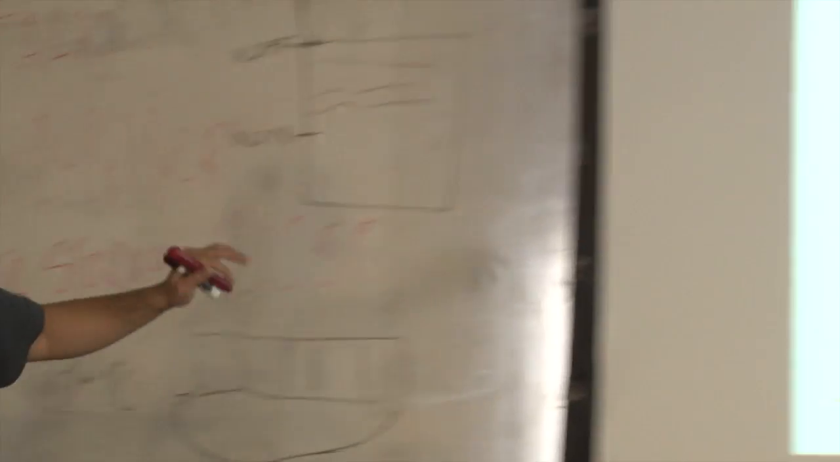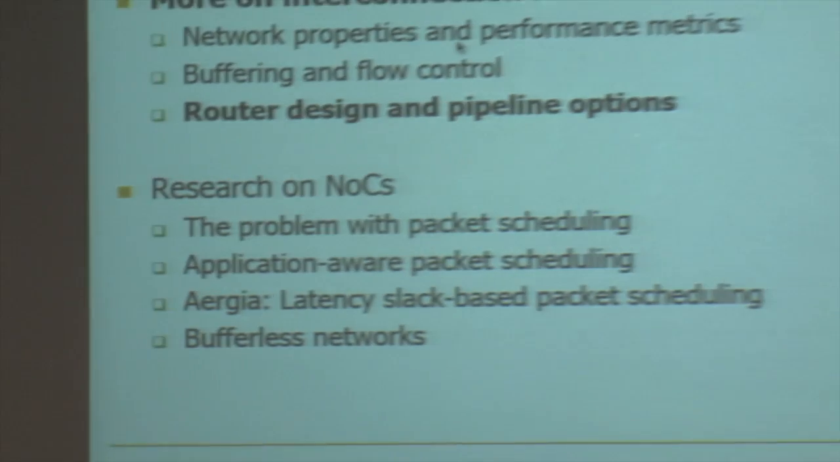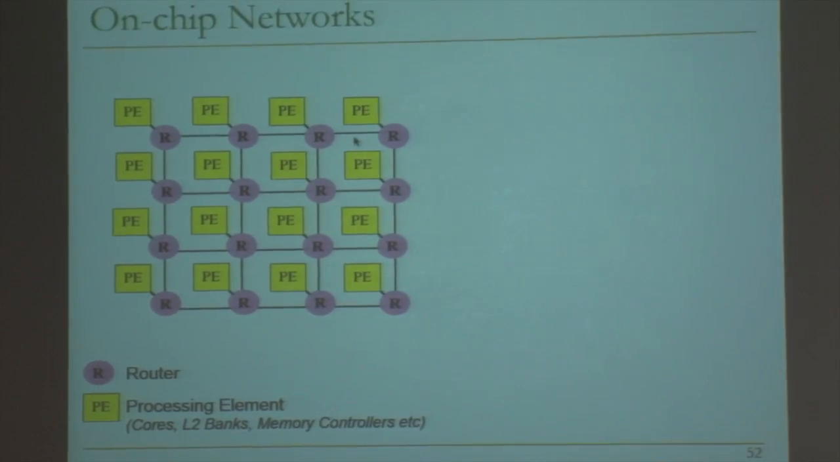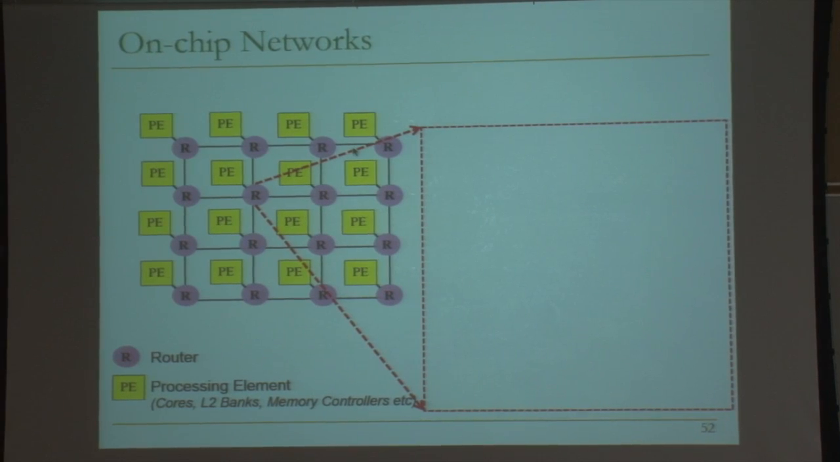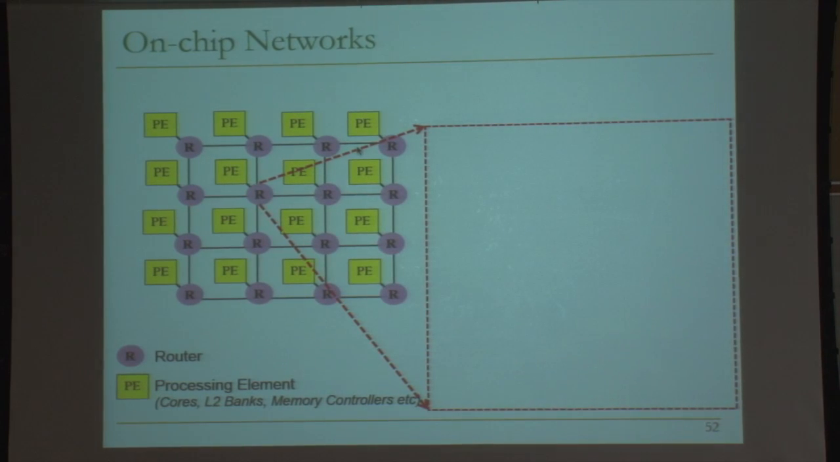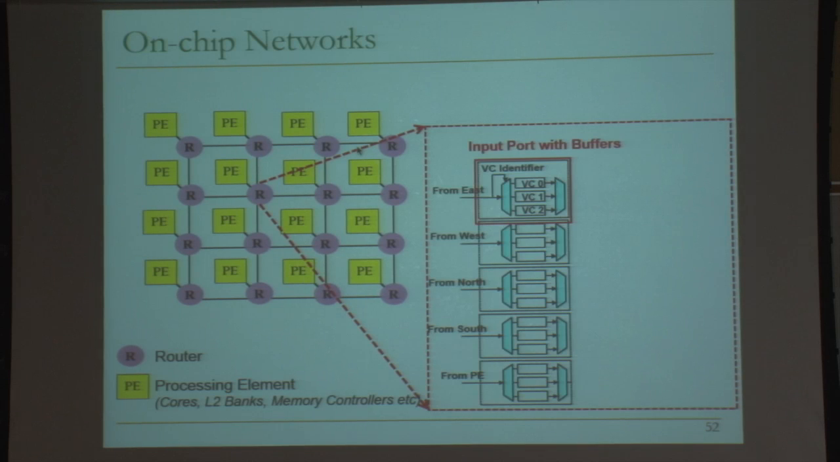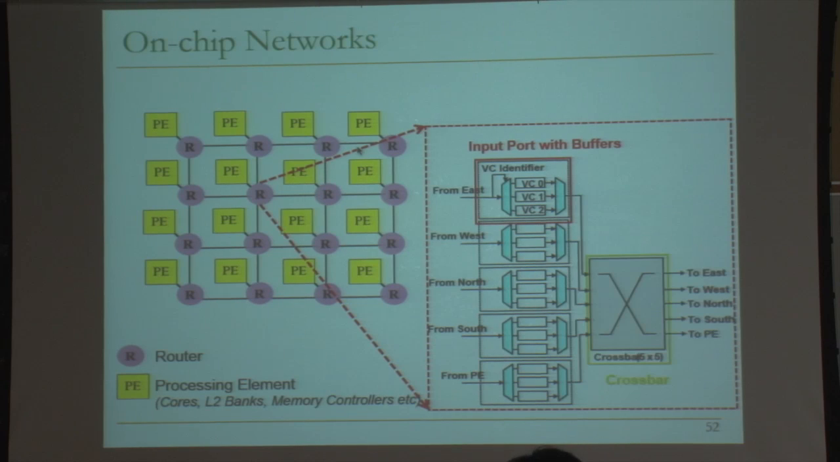We're quickly going to go over some router design and pipelining options. This is just the big picture. You have a set of routers with some processing elements. This could be processors, L2 caches, accelerators, what you want. And the router usually looks like this. It has some input ports. They're organized into virtual channels. That's why you see more than one buffer for each input port.